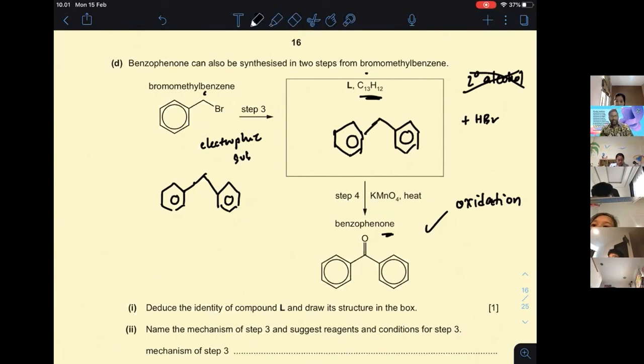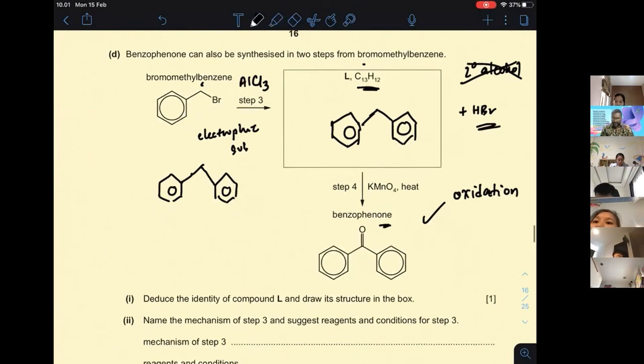Now, do take note, there is no halogen carrier here. So most probably if they ask, then you need to have a halogen carrier over there. And what else? I think that's all. It will give you HBr.